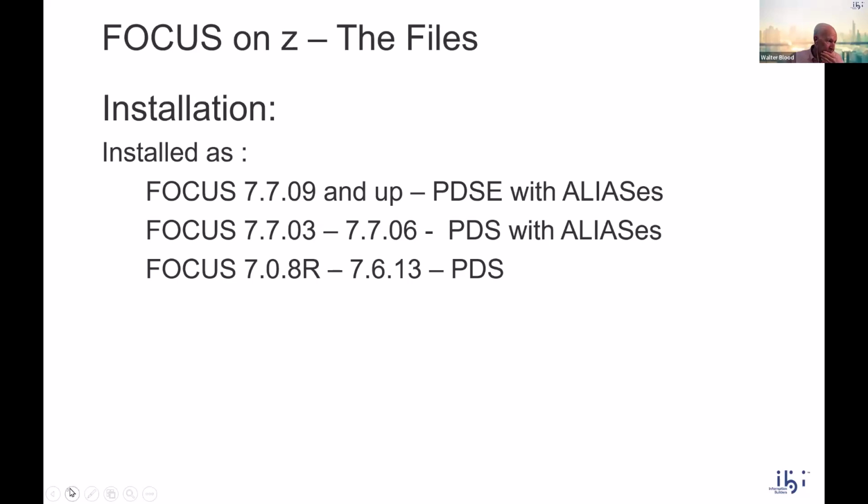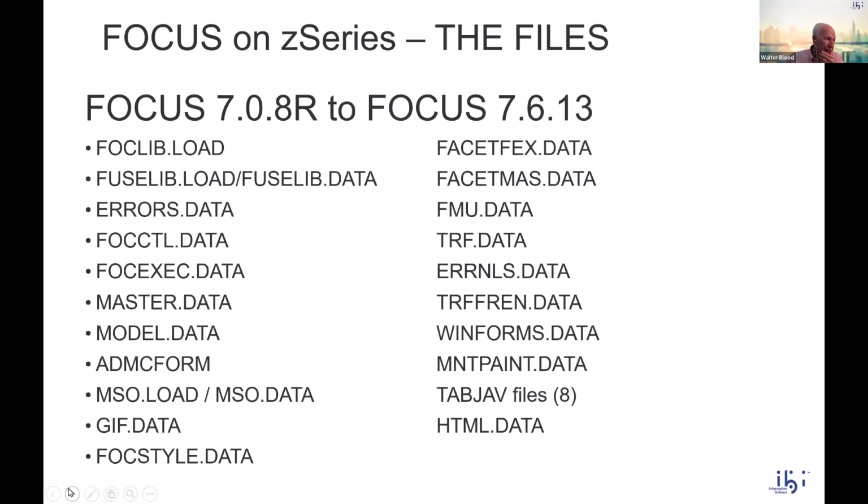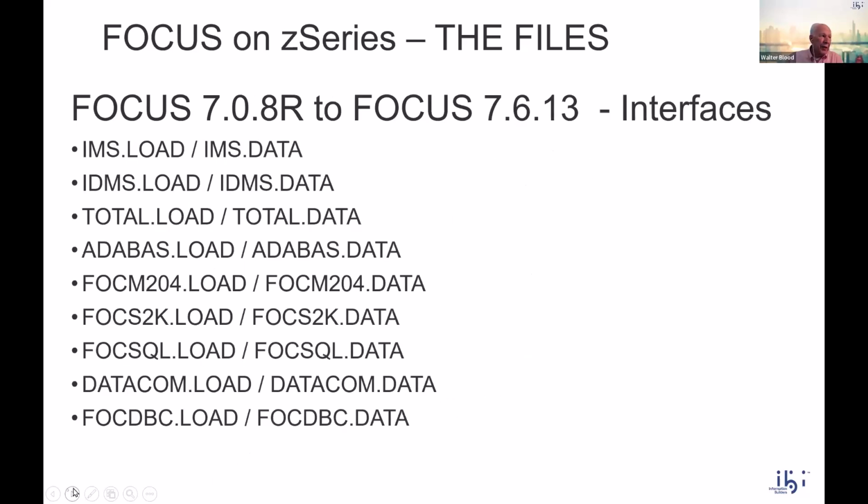So let's take a look at what that means. 708R, 7613 included these basic data sets. All right. If you looked at Focus, this is what you'd see. The data sets would have these names. There would also be a number of data sets that were specific to the interfaces that we give you. All right. And they would also be delimited.